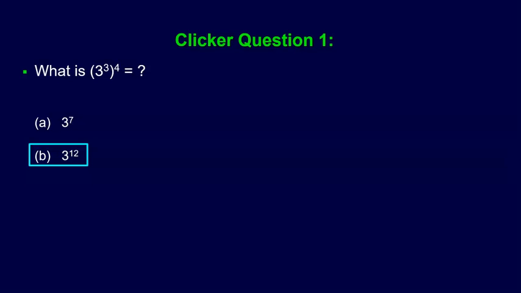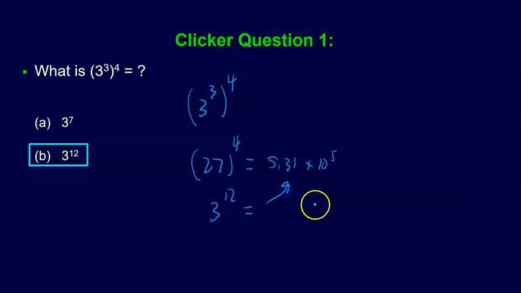A couple different ways to think about it. First of all, you can just plug this into your calculator. So 3 to the 3 to the 4th power. If you do 3 to the 3, you get 27 to the 4th power. And when I did that, I got some huge number like 5.31 times 10 to the 5th. And you can show yourself that if you do 3 to the 12th power, it comes out to be this too. So that's one way to think about it.